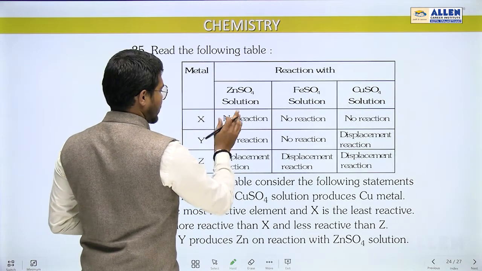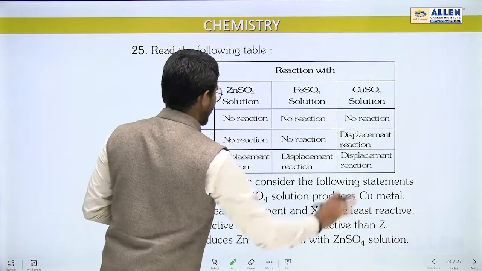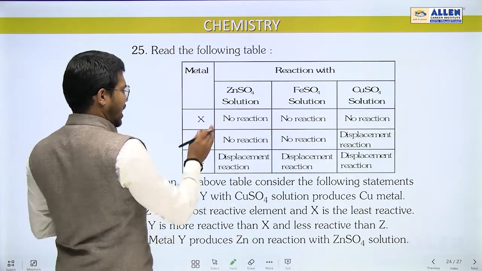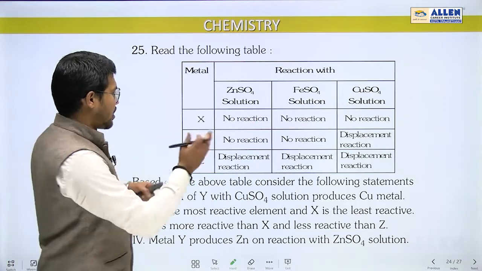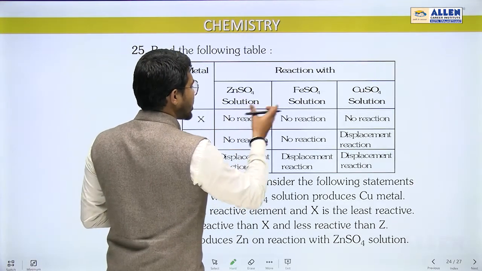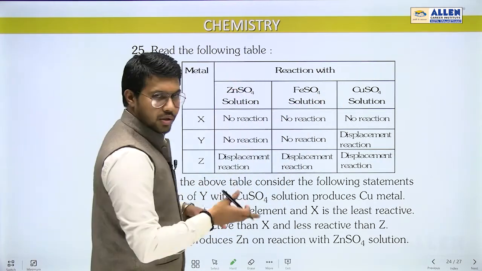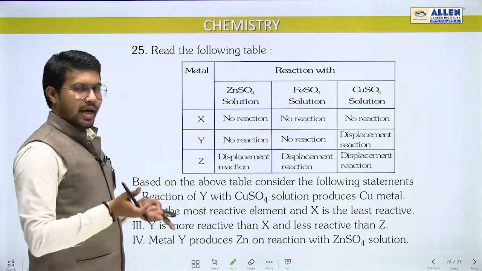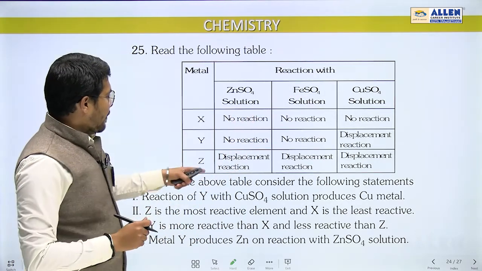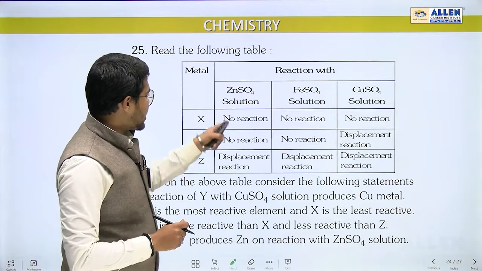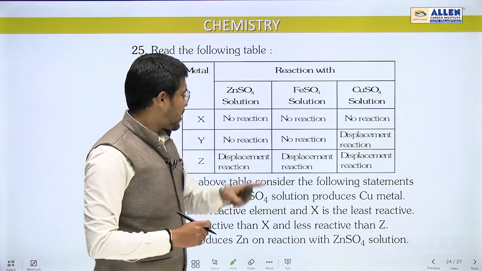X does not react with ZnSO4, FeSO4, CuSO4. So, we will say X is least reactive, since it is not displacing any of the given metals from their salts. So it is least reactive, as we can see here from the given information. Why? It shows no reaction with zinc sulfate. It shows no reaction with ferrous sulfate.